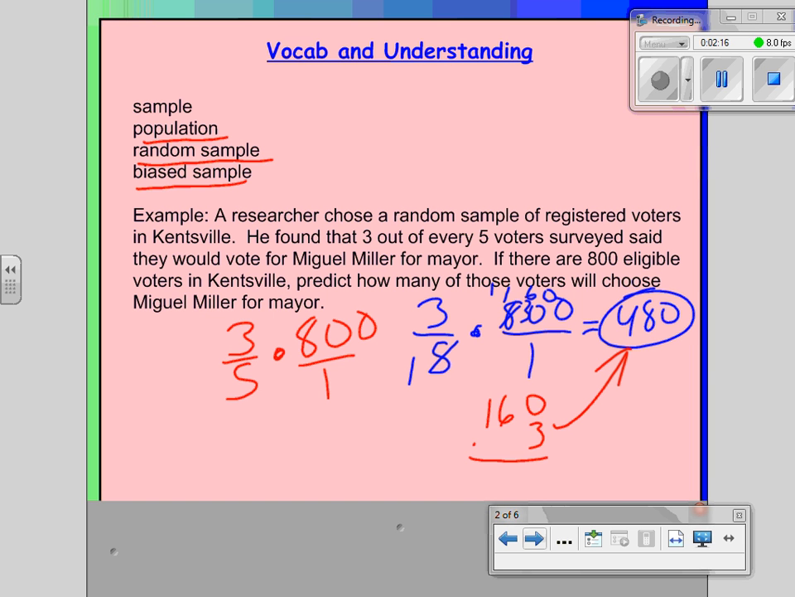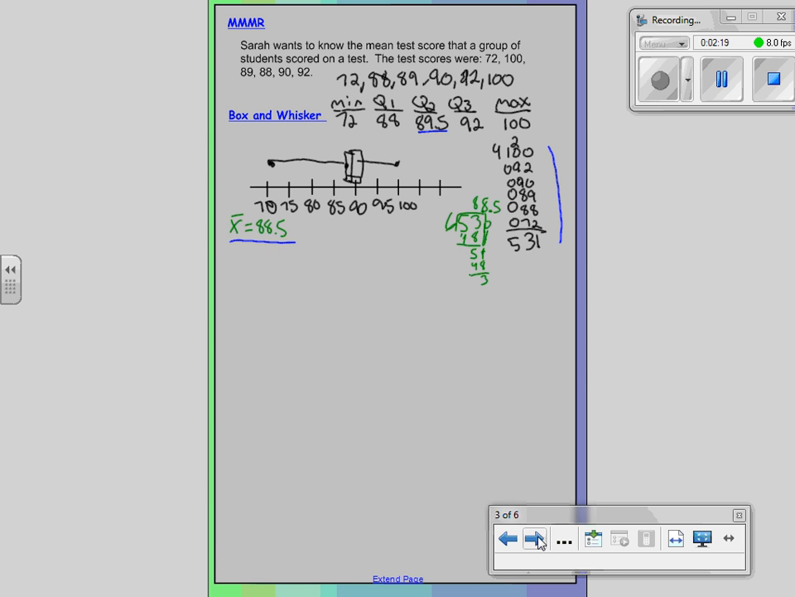Alright. Sarah wants to know the mean test score that a group of students scored on a test. The test scores were 72, 100, 89, 88, 90, and 92. So we add up our test scores. Y'all already did that once. Add them up, you get 531. Then you divide that by the total number of test scores that you have. 531 divided by 6 is 88.5. So her average test score is 88.5. That will be what shows up on her report card. Well, it'd probably be like an 89, but, you know.